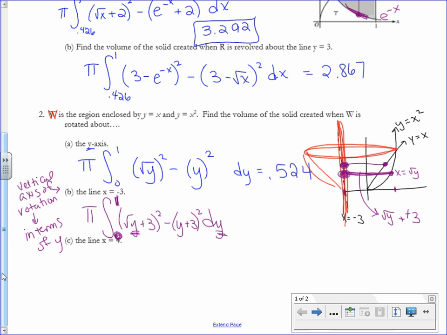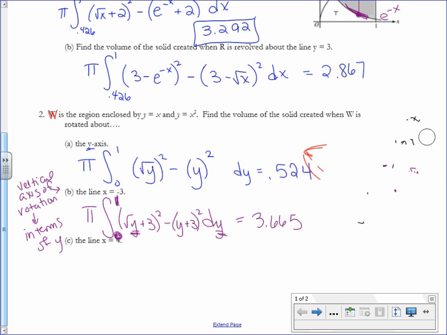And then last but not least, I should probably give you an answer for that before we move on. 3.665 is going to be your answer there. All right, let me erase this and start from scratch again.